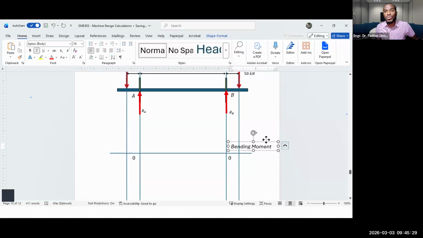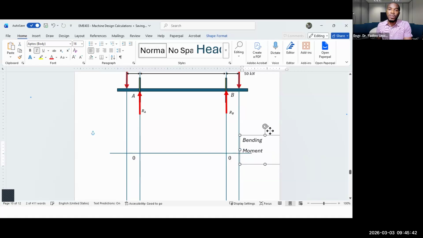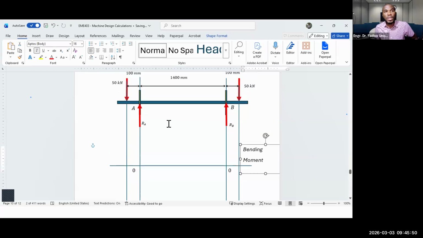So what I want to do is to find the value of the bending moments of each of these points. Okay, now follow me carefully.